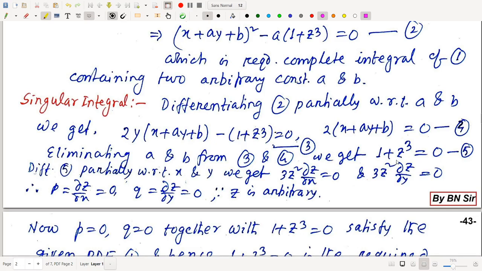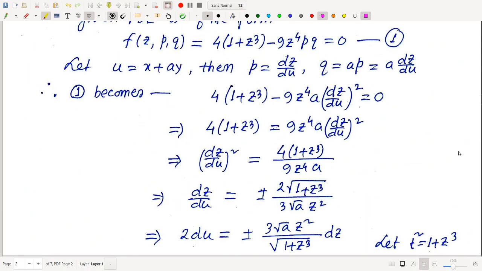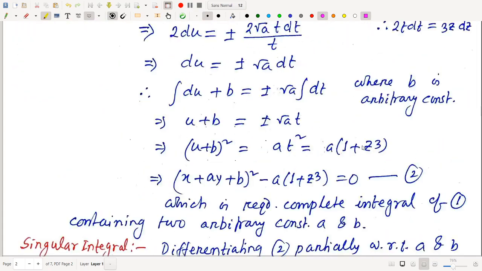Number 5. Now if number 5 is differentiated with respect to x and y partially, we get 3z squared del z by del x equal to 0, 3z squared del z by del y equal to 0. Meaning del z by del x and del z by del y are both 0 because z is arbitrary. So p is 0 and q is 0. Now this p equal to 0, q equal to 0, together with 1 plus z cube equal to 0, number 5, we see that the equation PDE number 1 is satisfied. You can check. This is number 1. P is 0, Q is 0, this part 0, and 1 plus Z cube, this part 0, minus 0 equal to 0. So the PDE is satisfied.